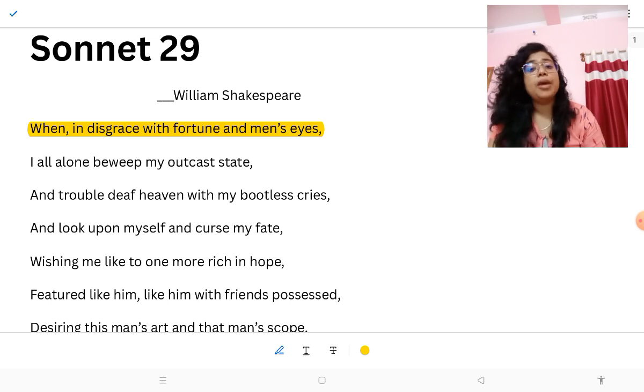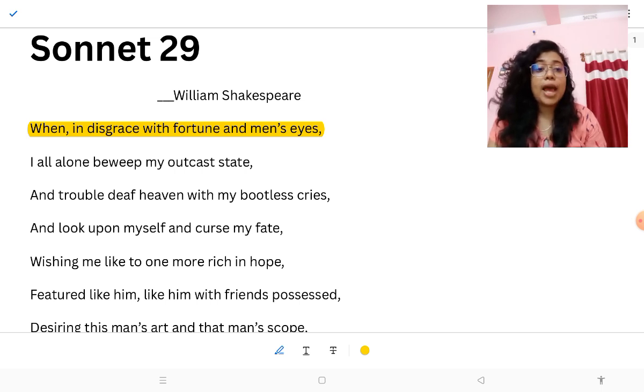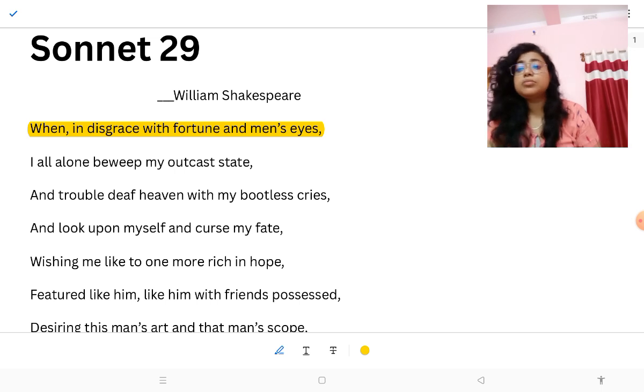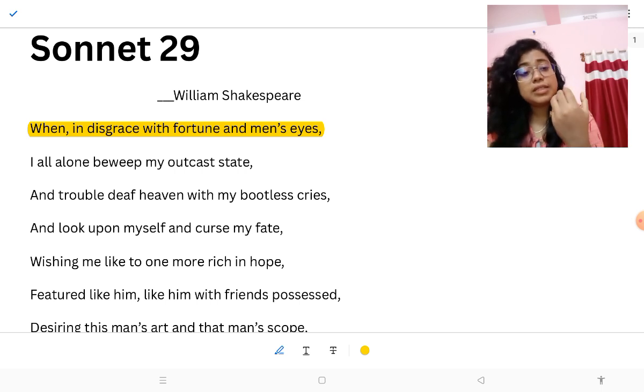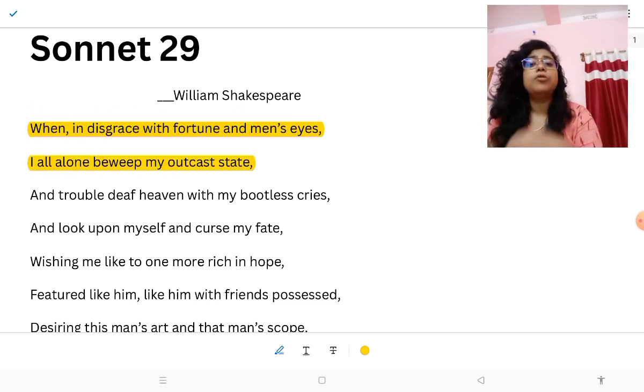So therefore maybe he became an outcast in society because of his relationship, and he doesn't have the finance, the money also. Okay, so he said that I am now in deep disgrace, I don't have money, people just disrespect me, I am now a total outcast, I am now in disgrace in men's eyes, and so that's why I all alone beweep my outcast state.